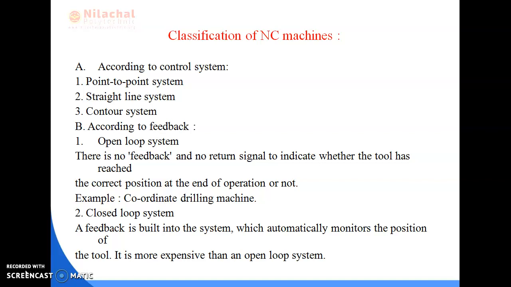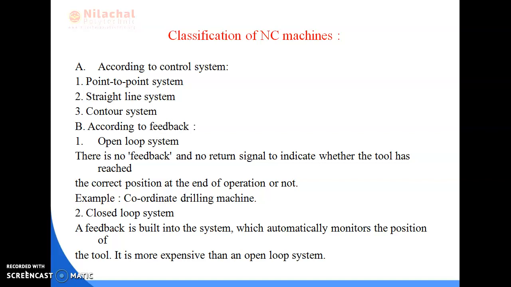Open loop system means there is no feedback and no return signal to indicate whether the tool has reached the correct position at the end of the operation or not. Means in open loop system, we are not using any kind of feedback device. So we will not be able to know whether the work is going smoothly or not, and we can only get the right or wrong product when the part is completed. An example of open loop system is the coordinate drilling machine.